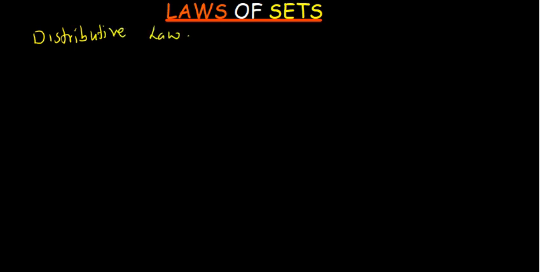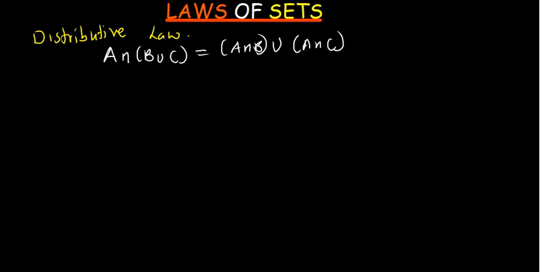Okay, let's look at the distributive law. When you've got A intersection B union C, we can distribute the A intersection, so that will be A intersection B, and then union A intersection C. So this is the distributive law.